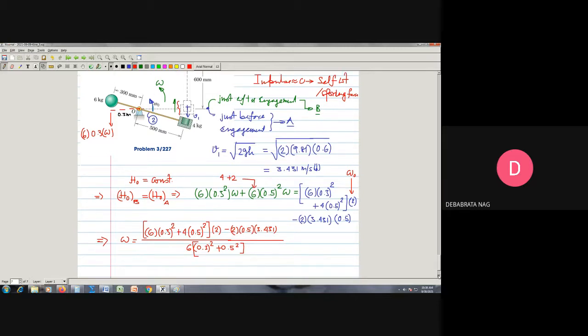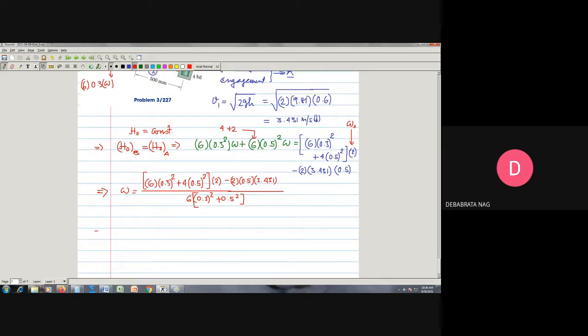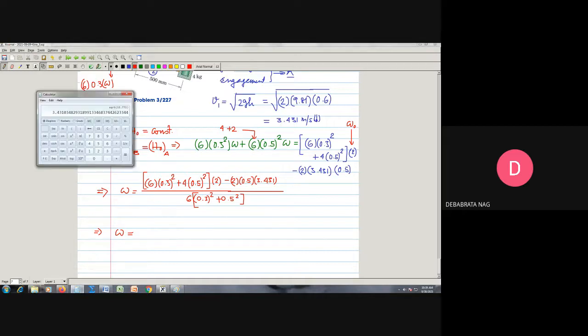So this is going to be my omega, and we need to check the sign of omega. That means whether this is coming out to be minus or plus, something like that. So first I evaluate the numerator part. The numerator part is going to be 6 into 0.3 square.